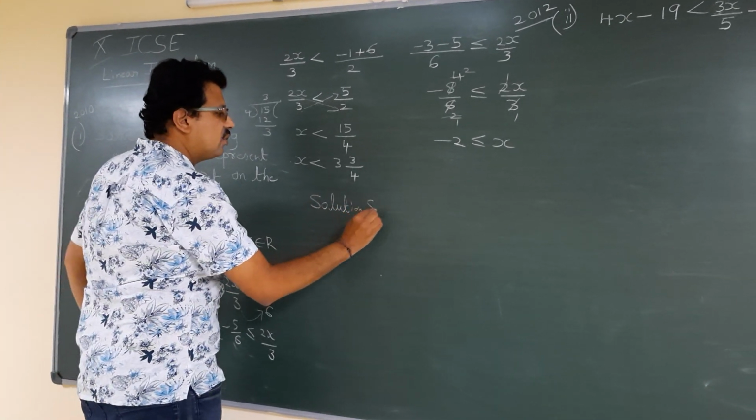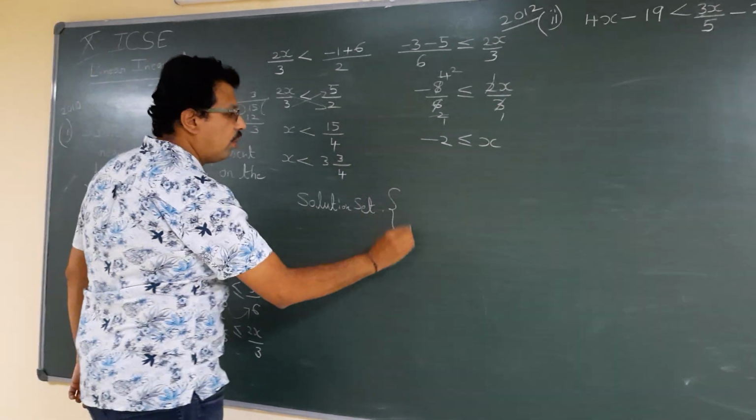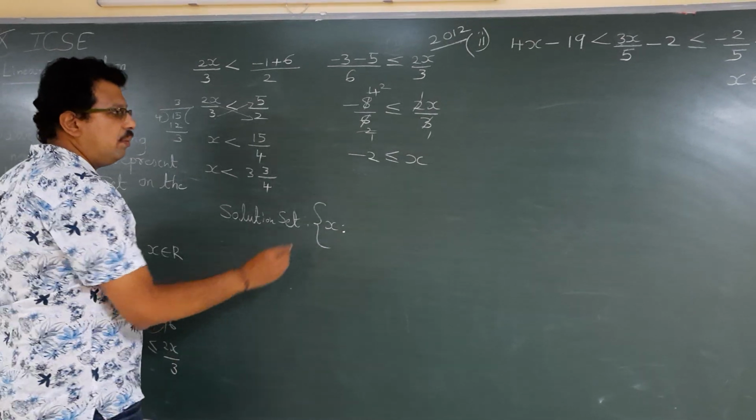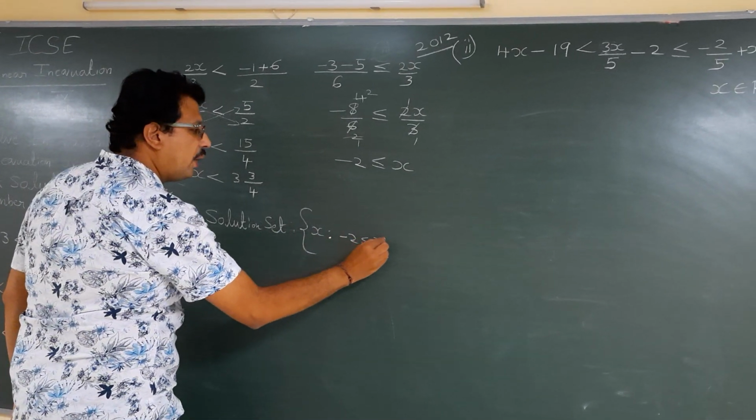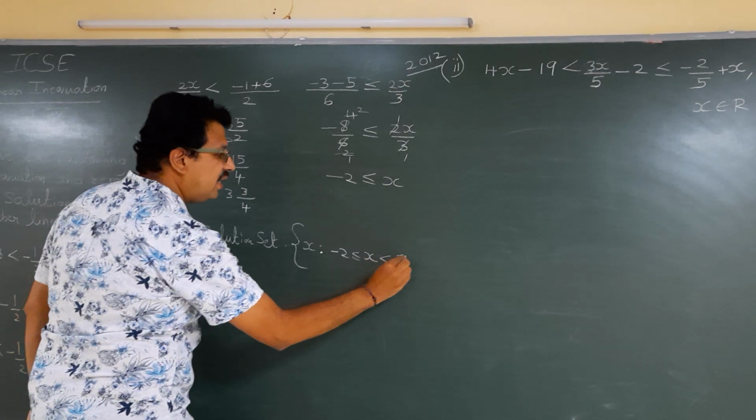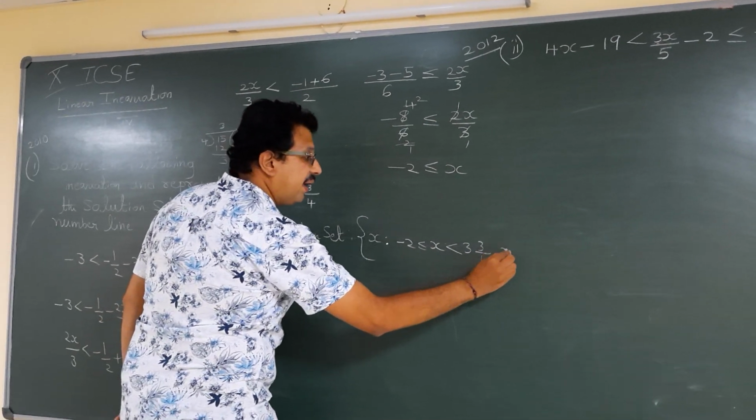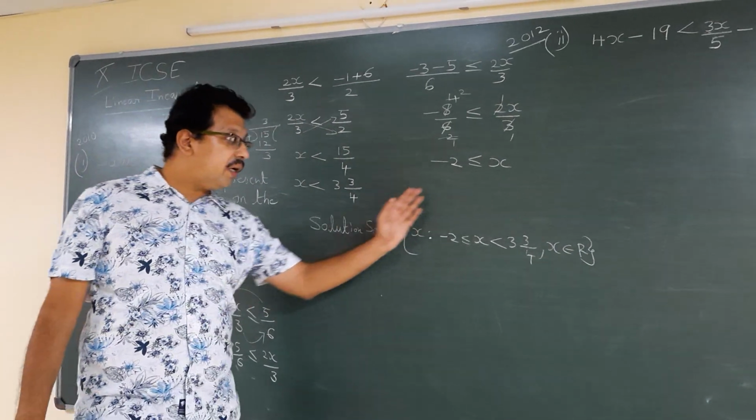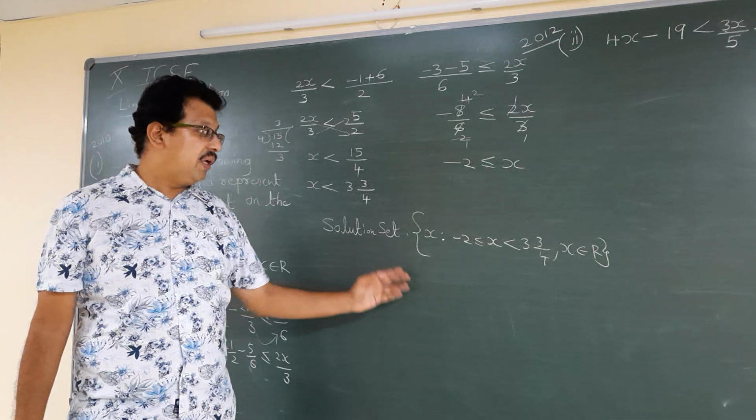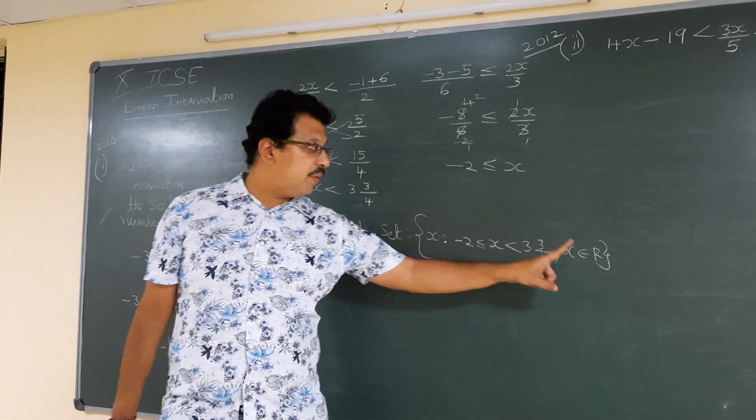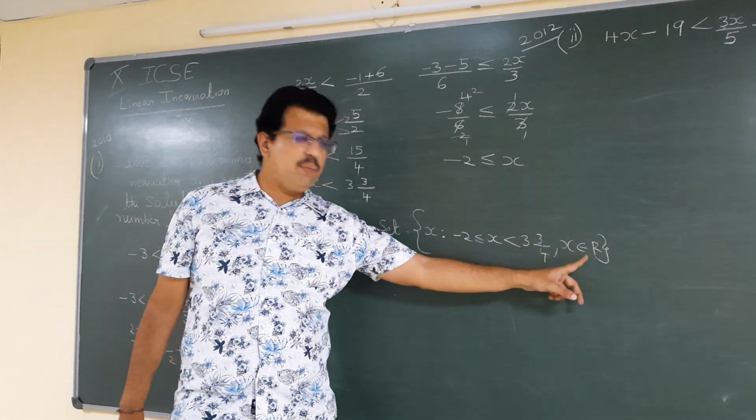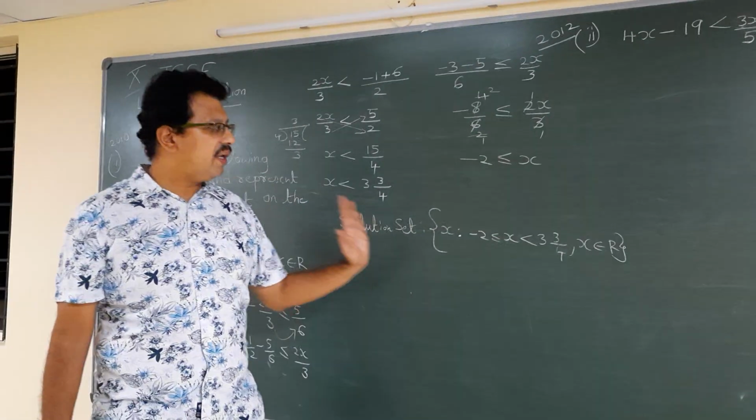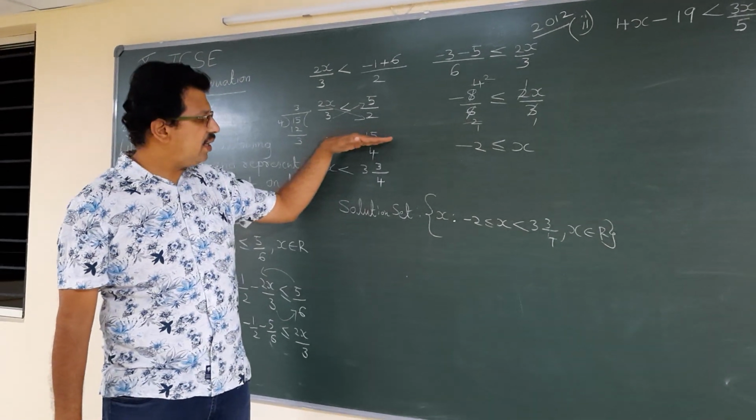The solution set, you have to be very careful, children. What should you write inside set builder form? x such that, so what is that here? Minus 2 less than or equal to x less than 3 by 4, and x belongs to real numbers. So you have to be very clear while writing this, because if you don't write the flower bracket or x belongs to real numbers, with any one mistake, you will lose 1 mark. So you have to be very careful. So this is 1 mark. So first mark and second mark.